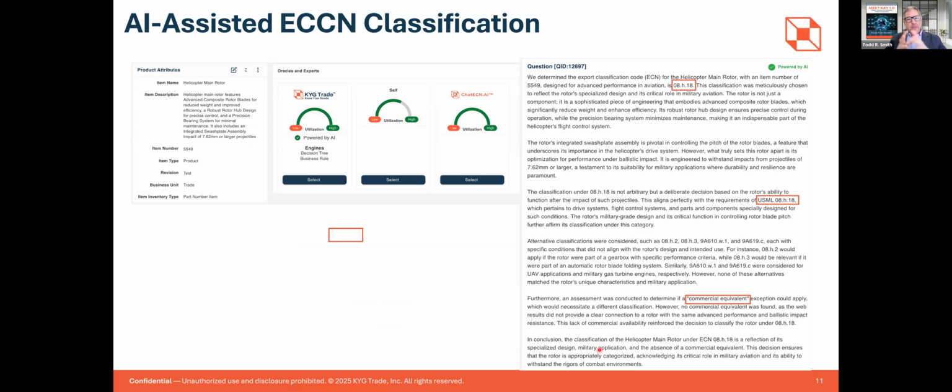We support traditional decision trees, which are out of the box with our platform, but they can also be customized to your particular fact pattern.